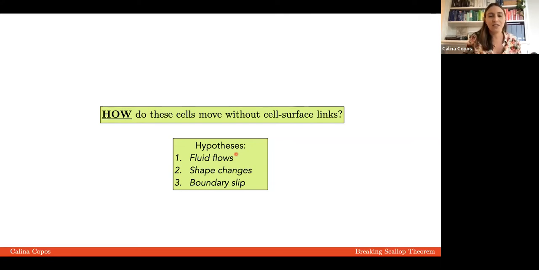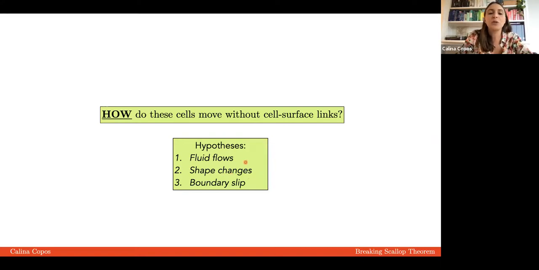So one thing you could think of is fluid flows. Okay, it's the extracellular fluid flows. Again, there's this thin layer between the cell and the surface. And that thin layer, because it's so thin and you have the cell moving back and forth, is producing quite a bit of pressure between the cell and the wall.